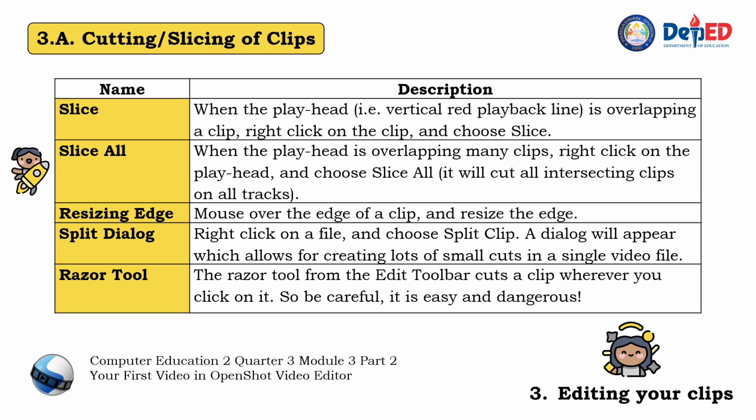Slice All. When the playhead is overlapping many clips, right-click on the playhead and choose Slice All. It will cut all intersecting clips on all tracks. Resizing Edge. Mouse over the edge of a clip and resize the edge. Split Dialog. Right-click on a file and choose Split Clip. A dialog will appear which allows for creating lots of small cuts in a single video file.